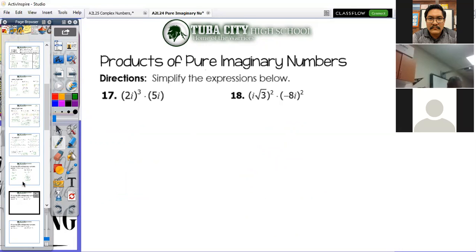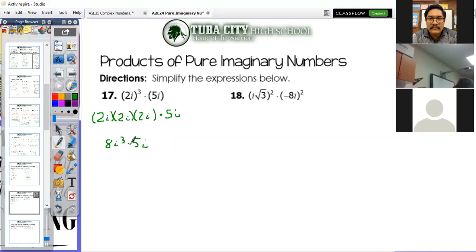Oh boy. 2i to the third power. Now what you should do is write it out by expanding the entire thing. So when you have a 3 power on a group, that means you have 3 of those pieces. All right, so 2 times 2 times 2 is 8. i times i times i is going to be i to the third power, times 5i.